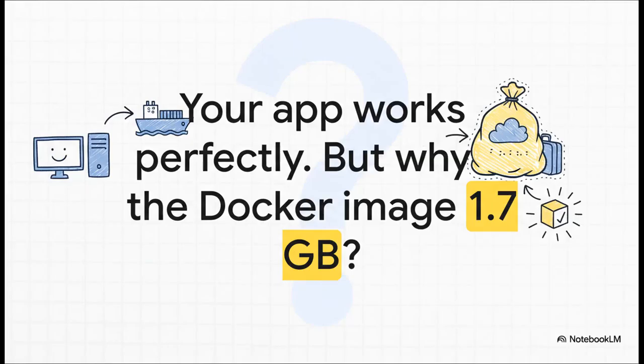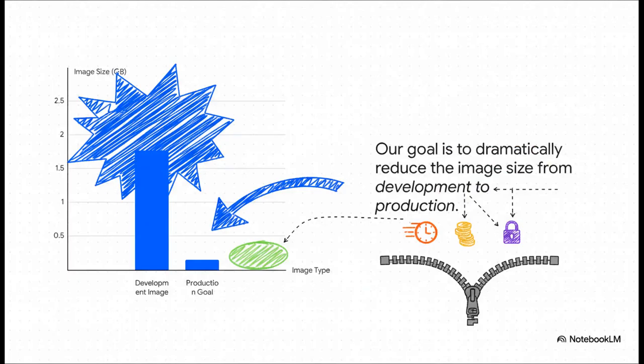So picture this. You've built your application. It's running perfectly on your local machine. You go to Dockerize it, and then you see the image size. A whopping 1.7 gigabytes. Why on earth is it so big? Now, this kind of bloat might be okay for development, but once you start thinking about production, it becomes a huge problem.